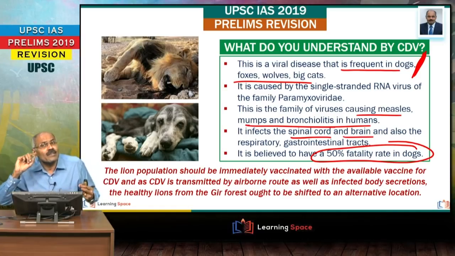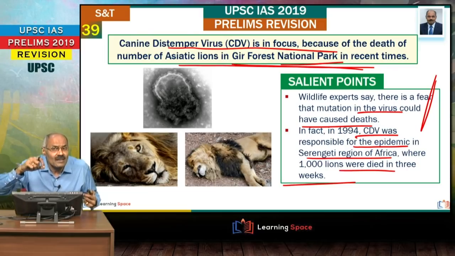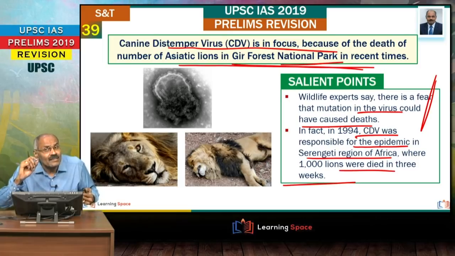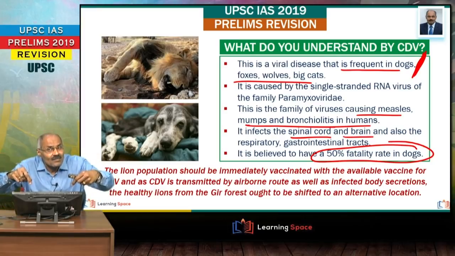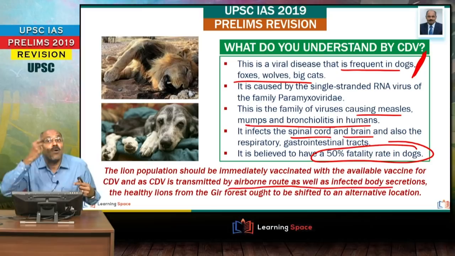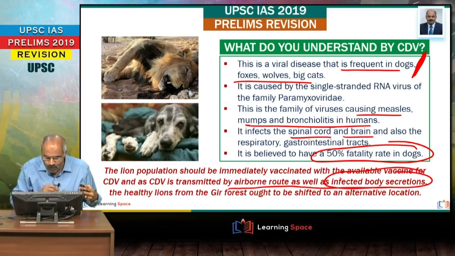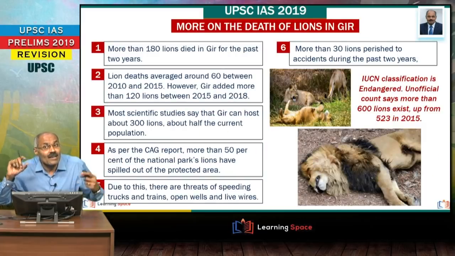So 3-4 important points, don't forget about canine distemper virus. 25 years ago it decimated around 1,000 lions in the Serengeti region of Africa. Second point, it is predominantly in dogs, foxes. It is a virus. Next point is there is a vaccine available, right? These are the important points. And this CDV is transmitted by the airborne route as well as by infected body secretions, right? This is all about canine distemper virus, because of which some of the Asiatic lions were killed.